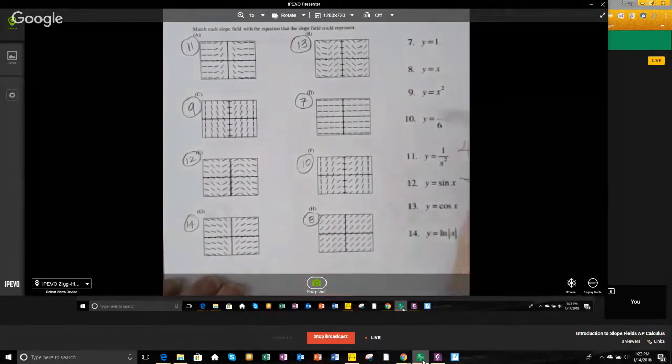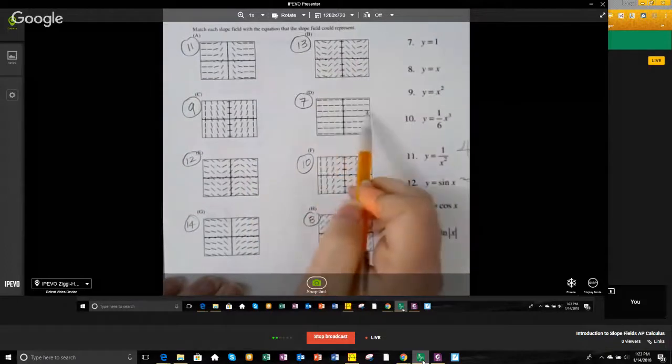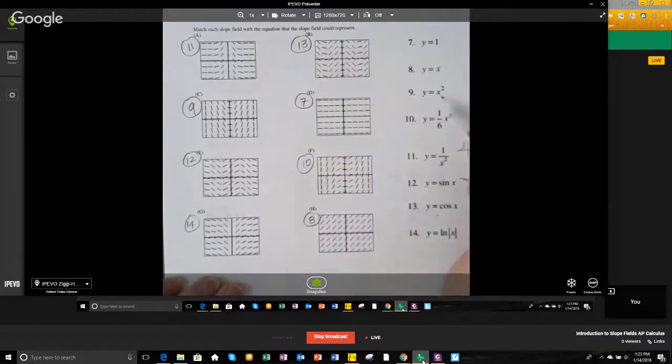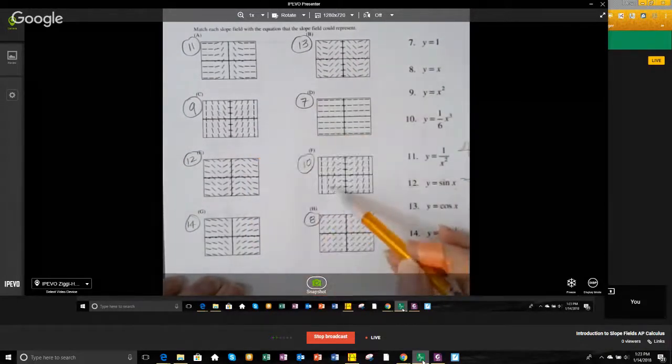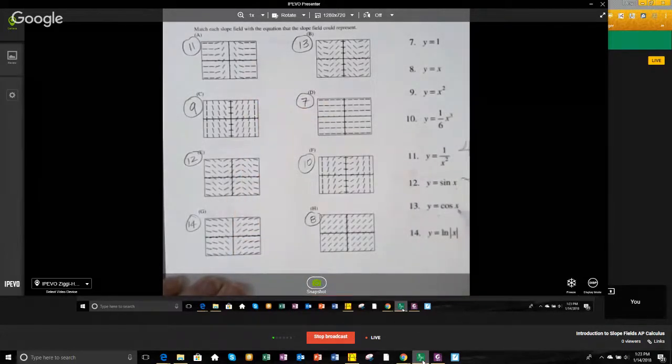So that's seeing these functions inside the slope field. You can see y equals 1. You can see y equals x. You can see x squared. You can see x cubed in here, 1 over x squared. And then sine x, cosine x. It's just pretty easy to do.